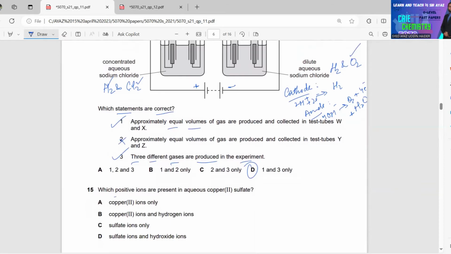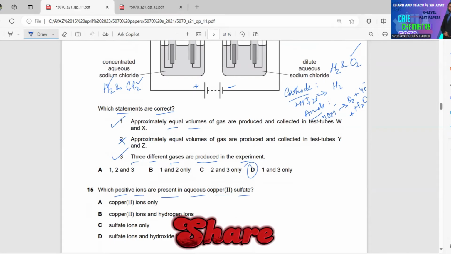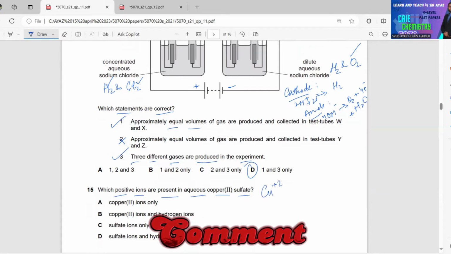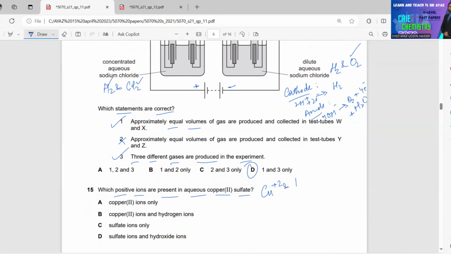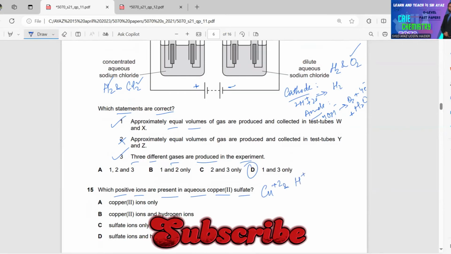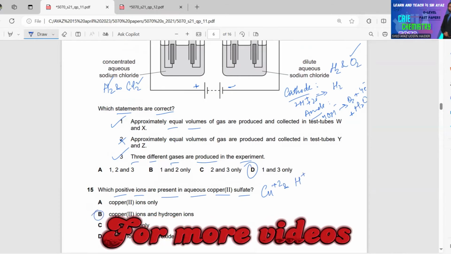Number 15, which positive ions are present in aqueous copper 2 sulfate? Now they are saying positive ions in aqueous copper 2 sulfate. In aqueous copper 2 sulfate, we must be having Cu plus 2 and H positive. So copper 2 ions and hydrogen ions. B must be the right answer for number 15.